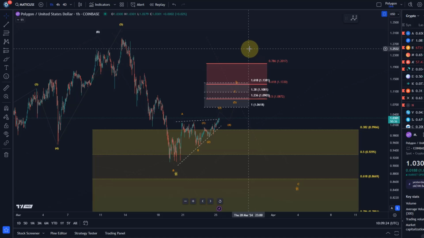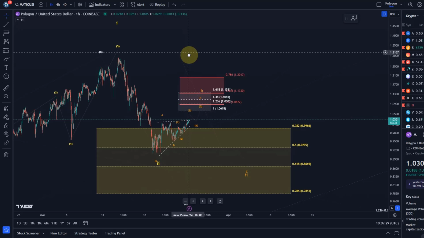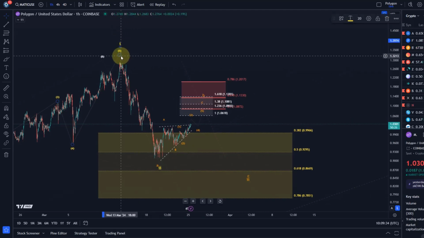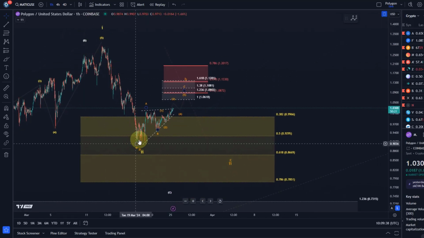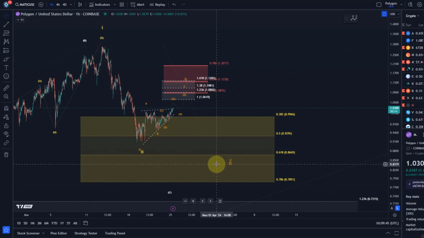That's based on this microstructure here, in which the assumption is that a wave 1 topped here, that was on the 13th of March, top in wave 1, and we could now be in this wave 2. There are just different ways of looking at this. A wave down, then a B wave rally, and a C wave down. That's sort of what I would prefer, just because the movement to the downside would be very much aligned with Bitcoin's.